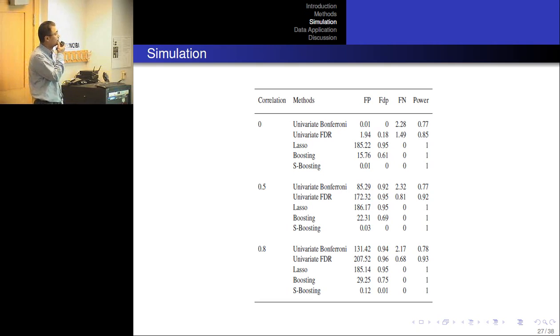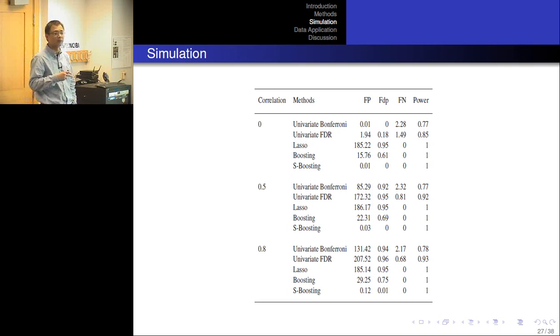This column is the number of false positives. This one is the proportion of false positives. This one is the number of false negatives. The last one we call power, the empirical proportion that we identify the true signals. When all the predictors are independent of each other, the univariate tests still perform okay. Lasso has a very large number of false positives, which is a well-known issue for Lasso.